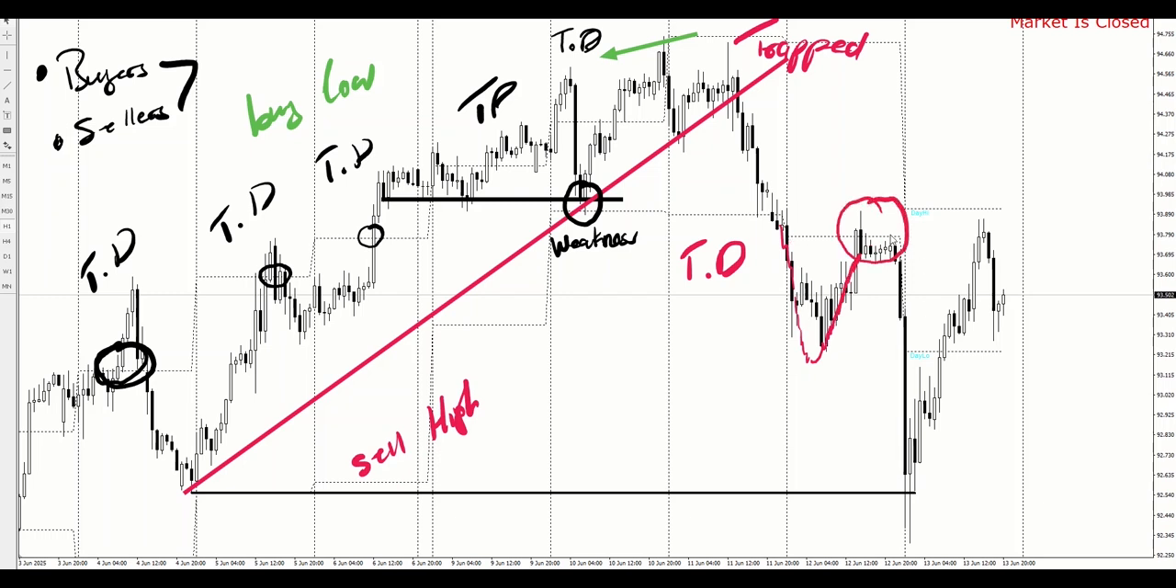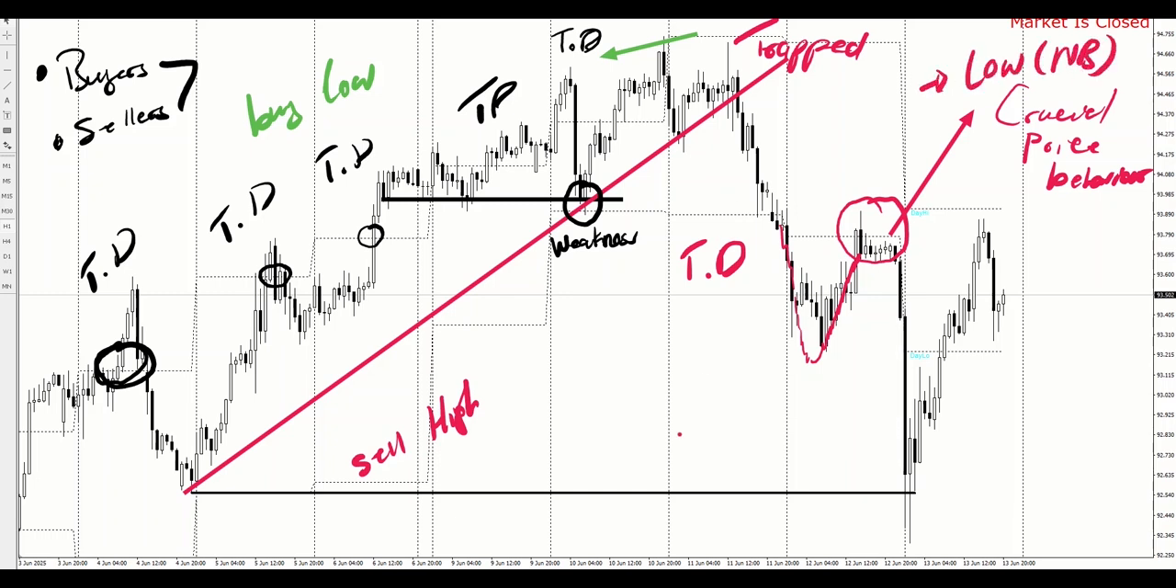Now this is not just any price behavior. No, this is crucial price behavior. Why? Because of the area. The high and the low make it crucial. This is very important. I'll show you a trade I took last night on Dow, and I'll tell you why I actually took it, right?